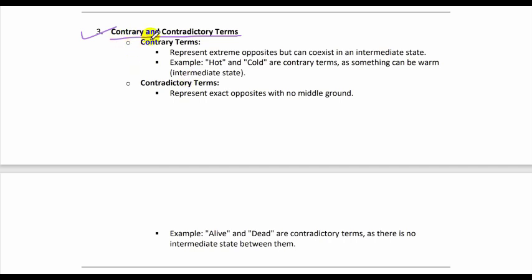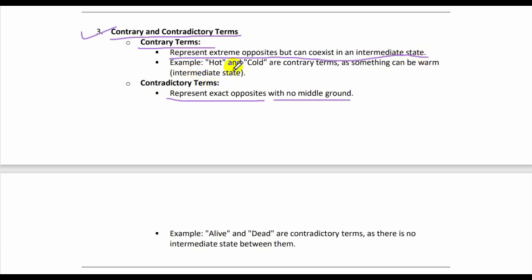So what are contrary and contradictory terms? Contrary terms represent extreme opposites. Very important to understand. It represents extreme opposites, whereas contradictory terms represent exact opposites, meaning there is no middle ground. Here, at least some intermediate state exists.